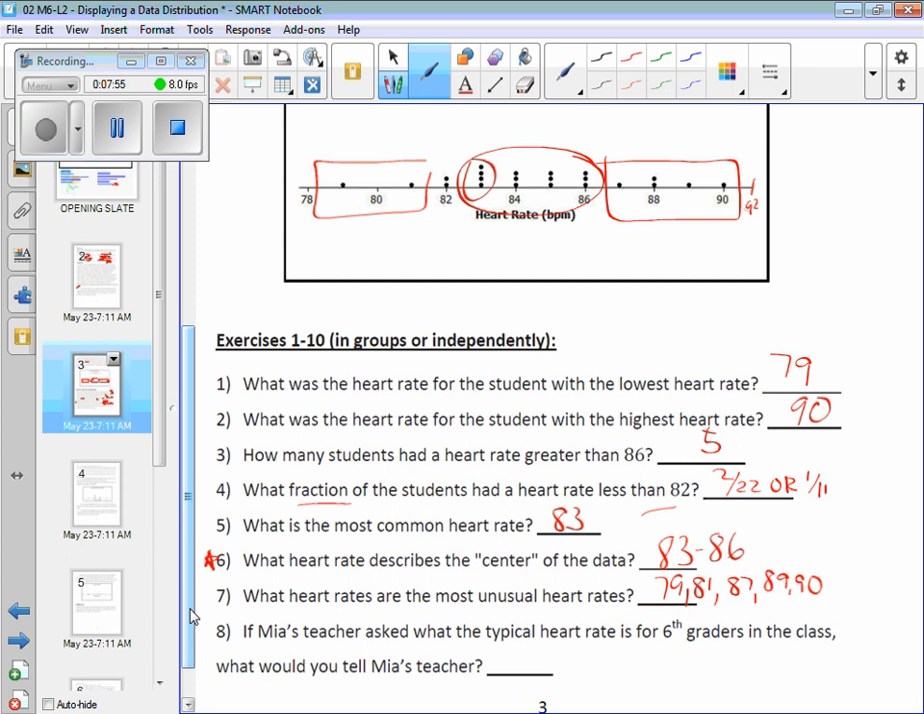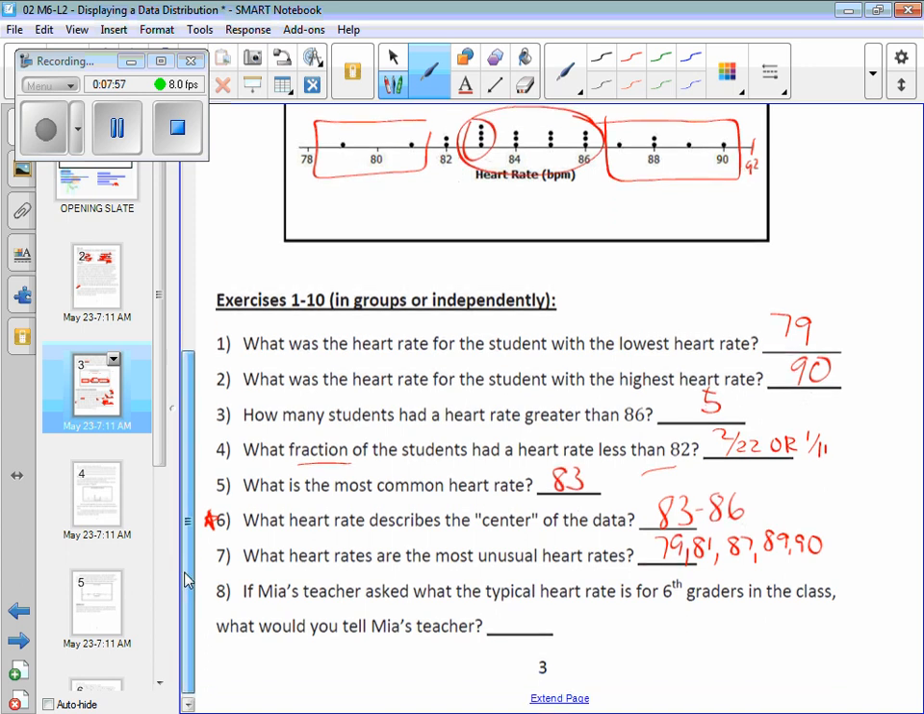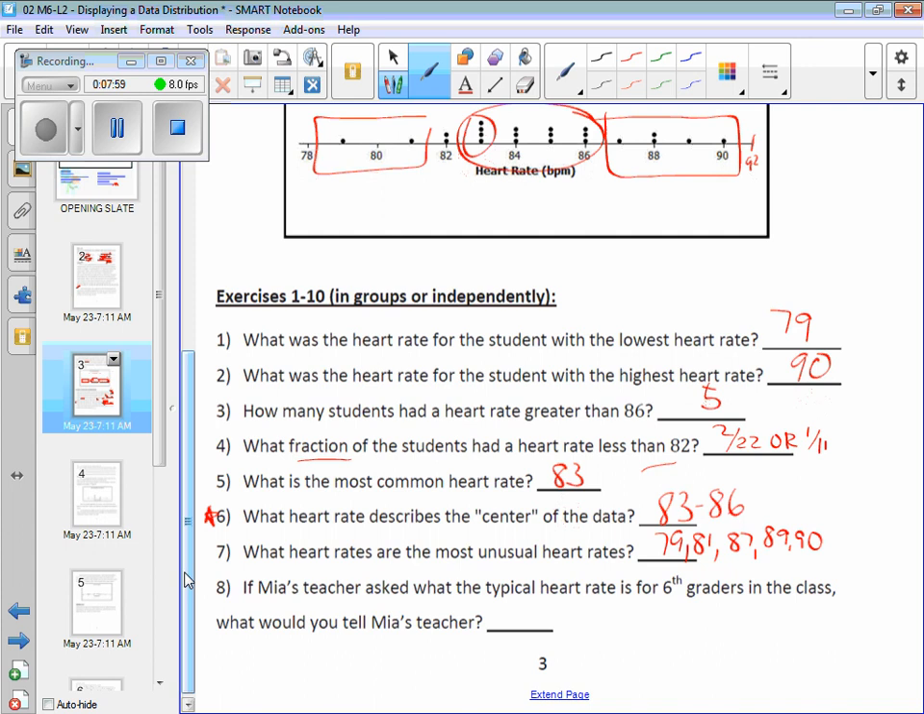If Mia's teacher asked what typical heart rate is for sixth graders in the class, what would you tell Mia's teacher? Sam. If you wanted to, you can expand it to include a range. Yeah, a center of the data and most typical can mean the same thing. So anywhere between 83 and 86 is acceptable.